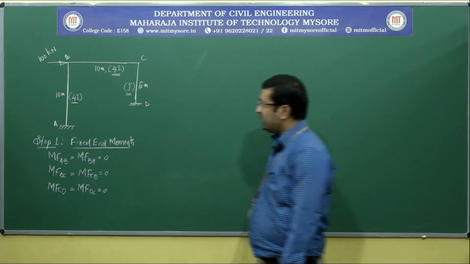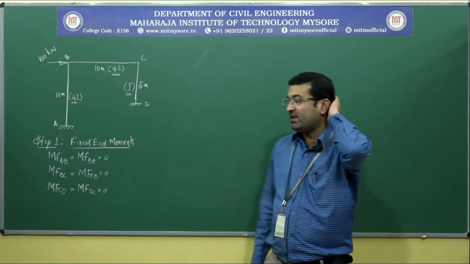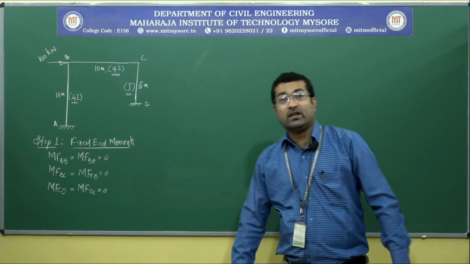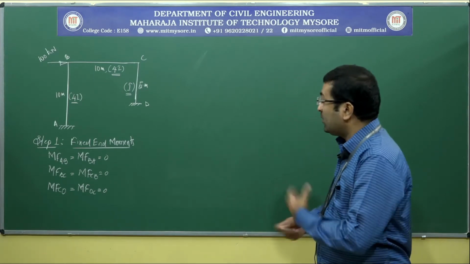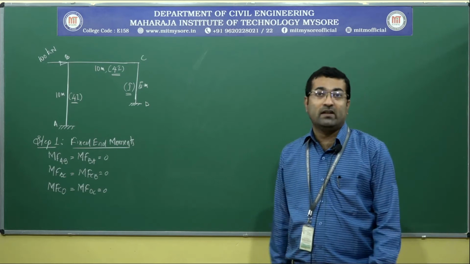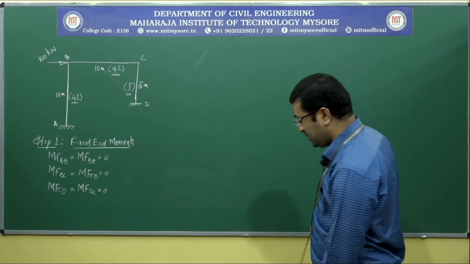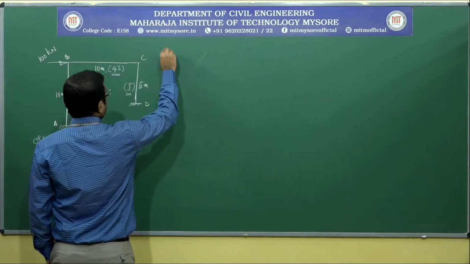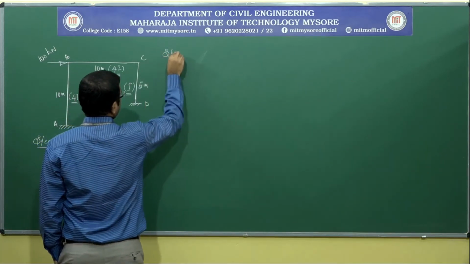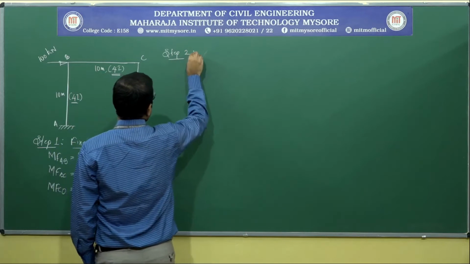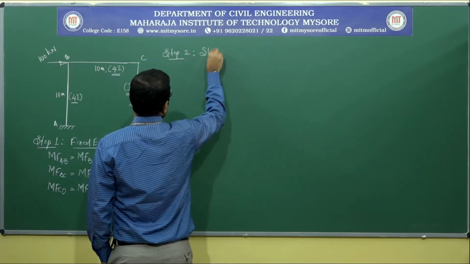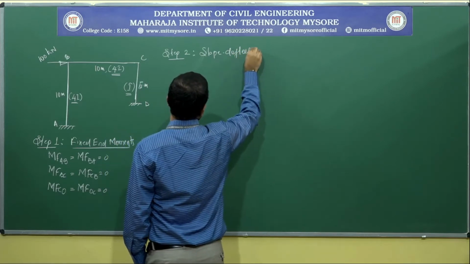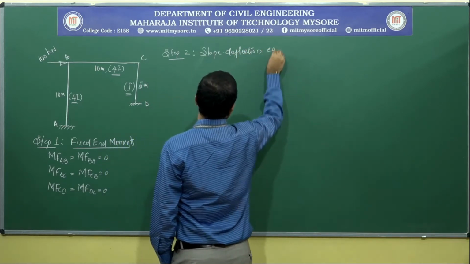Right, you can see all the fixed end moments for members AB, BC and CD are 0. It does not mean that they don't develop any end moments. They will develop the end moments, but we need to work them out. See here, step number 2 will remain the same, that is slope deflection equations.